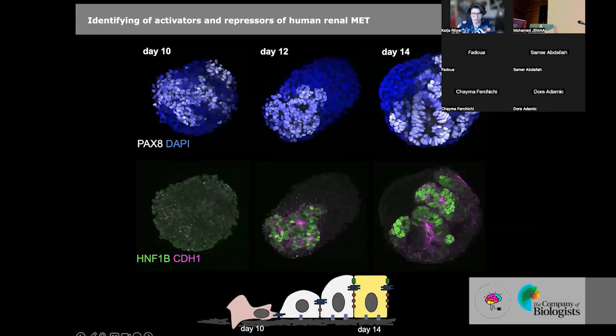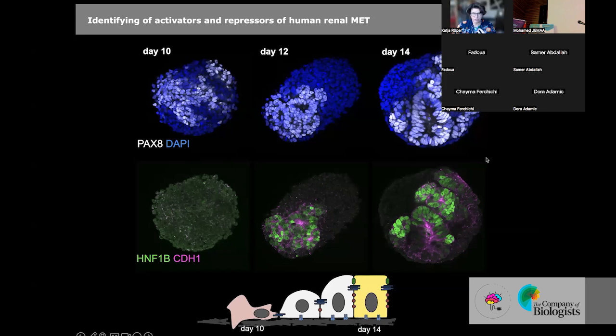PAX8 caught our attention because at the protein level, PAX8 is present really early in nuclei of cells in the organoids. These are all the same organoid stained with four different labels. PAX8 appears before any markers of nephron fate, such as HNF1b, or E-cadherin, a marker of starting polarization of cells, are seen. It's there really early on, before any of the MET or morphogenesis happens.